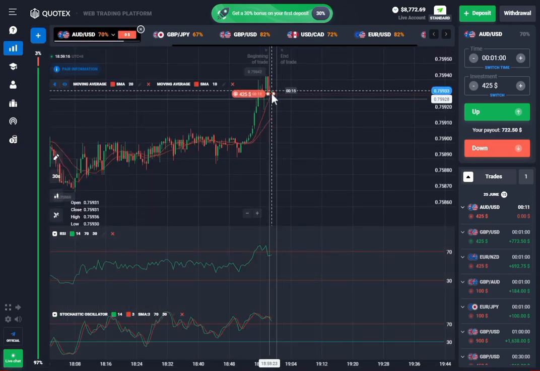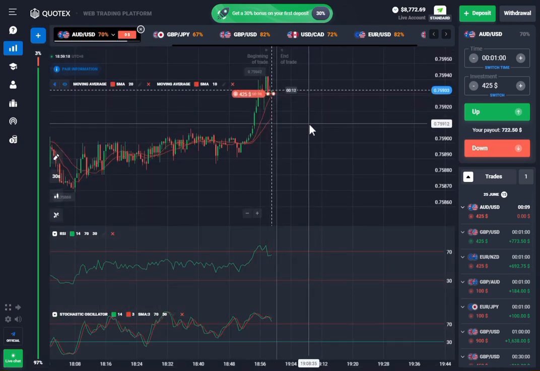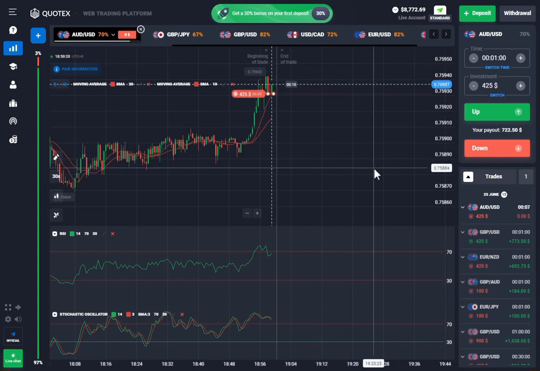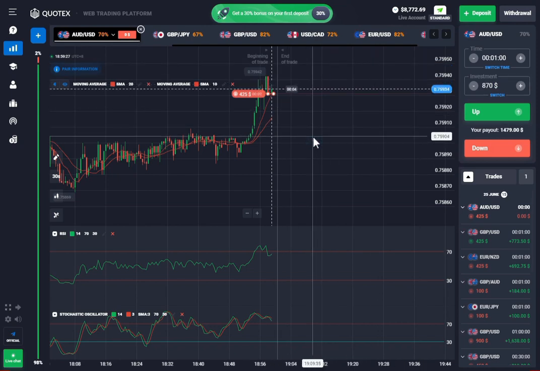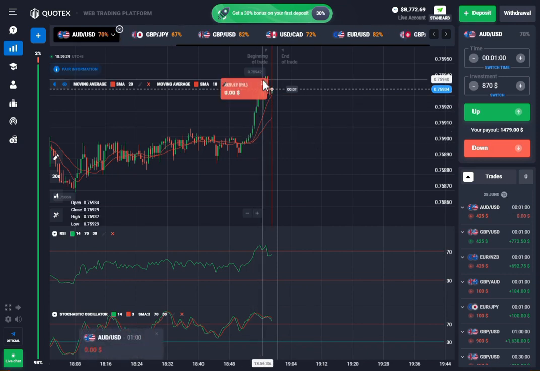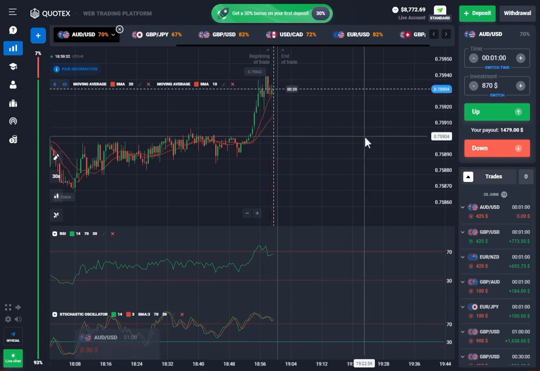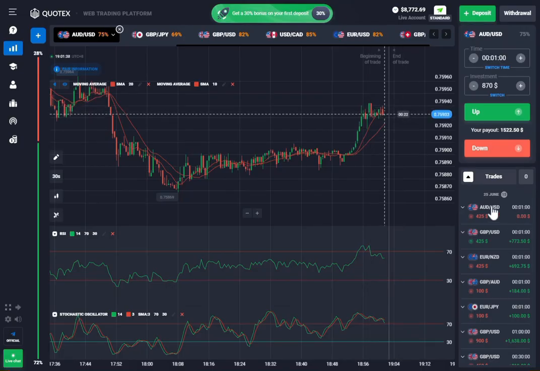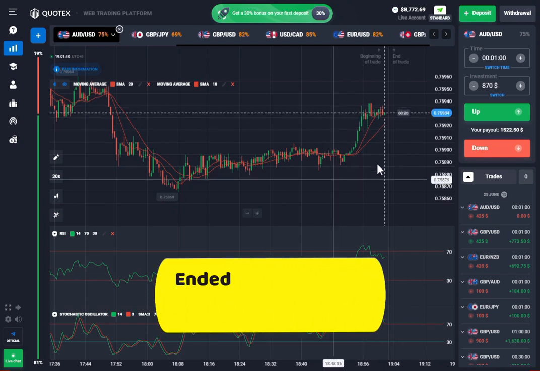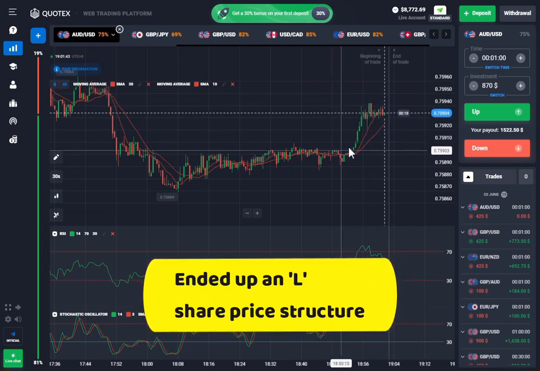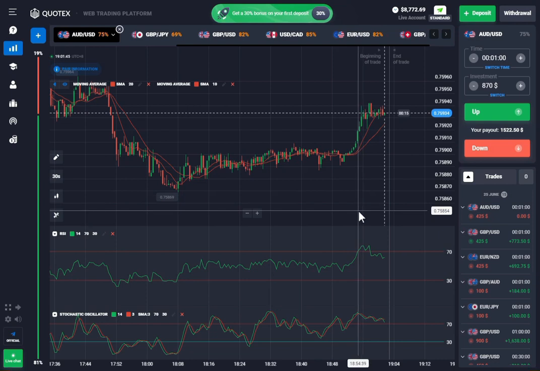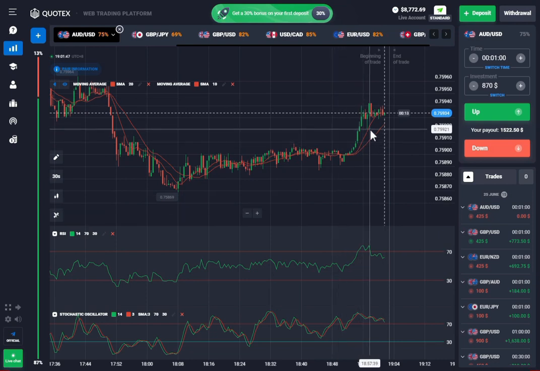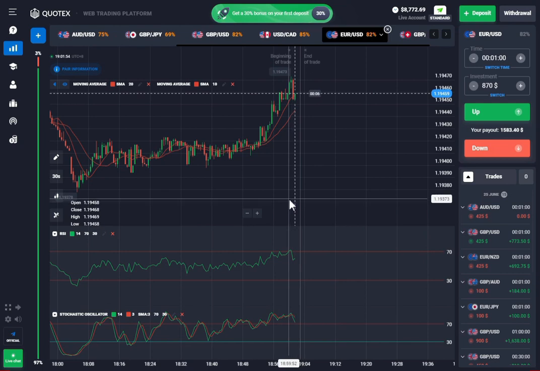Yep, so this one is a losing trade. Most likely I will change my trade size to 10%. Not advisable for beginners to do this, but I want to reach my goals faster. Now we are seeing an L-shaped structure, which contributed to my losing trade. So this is something that we need to be aware of when we use this strategy in our trading.